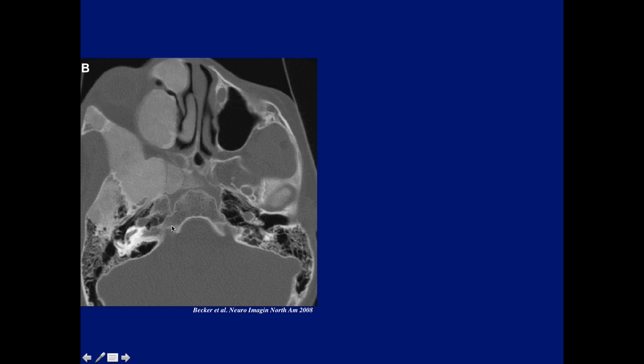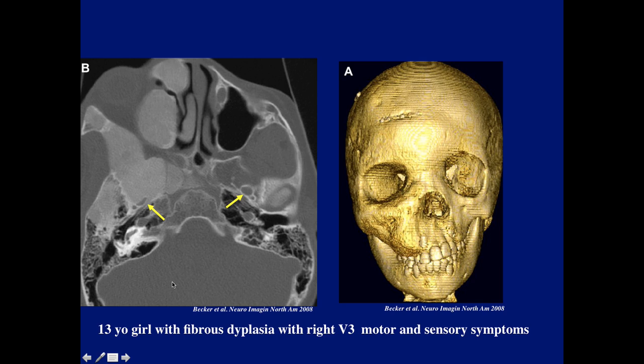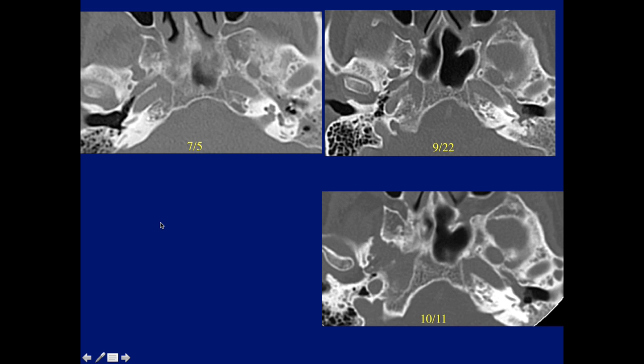And this patient, this was a 13-year-old girl with fibrous dysplasia and had right V3 motor and sensory symptoms. You can see on this color image the marked deformity due to the fibrous dysplasia. And again, we can see the foramen spinosum behind there. This was an interesting case.